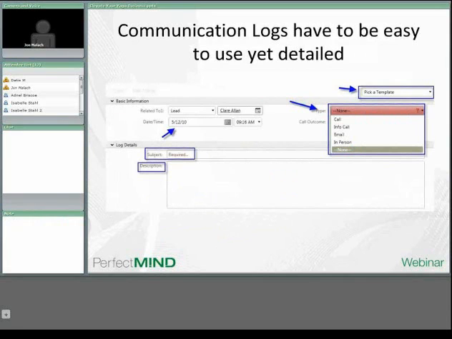Communication logs have to be easy to use, but very detailed. So each time someone calls us, or each time we call them, or each time there's an email sent, or someone walks in person, just enter a communication log that looks like this: a brief subject that summarizes what it was, and if you need further details, you can put it in at the bottom there. Once you save it, it's there forever, and you can always see the profile of each student or each lead and what the communication history is with them.